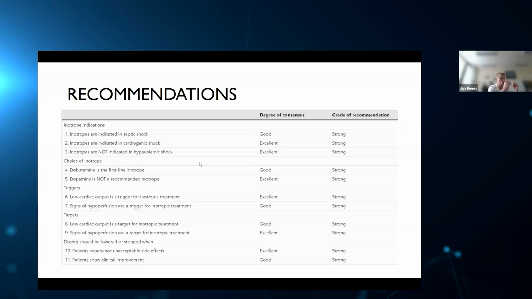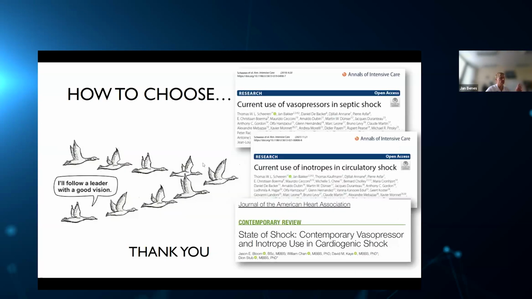The indication to start inotropes in any kind of shock state is low cardiac output, which means you measure cardiac output in any way, either using echo or using hemodynamic monitoring. And I zoom out and end here.